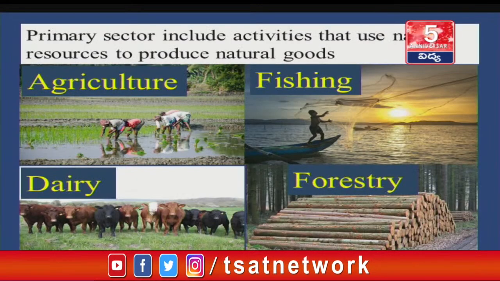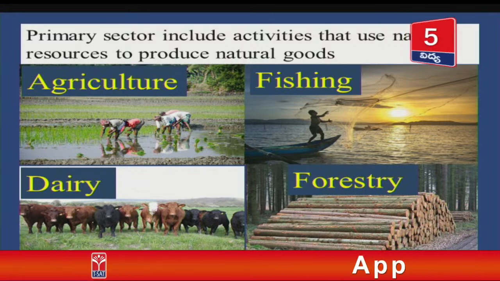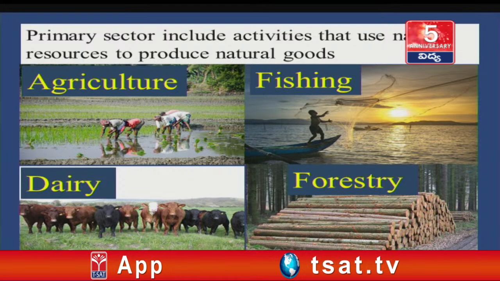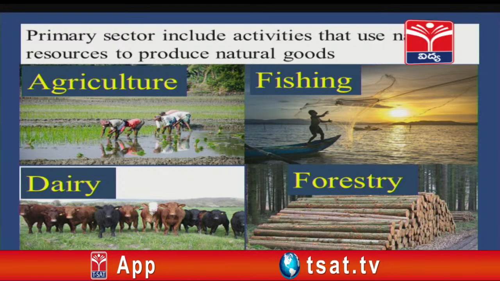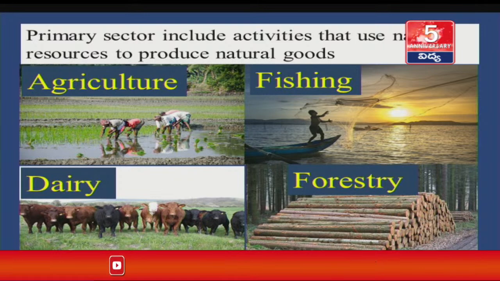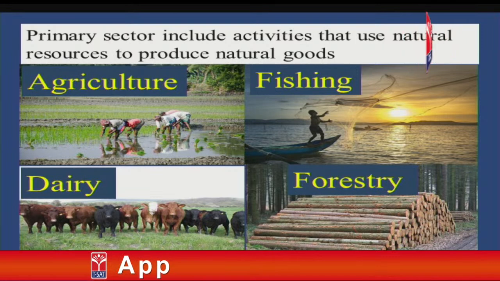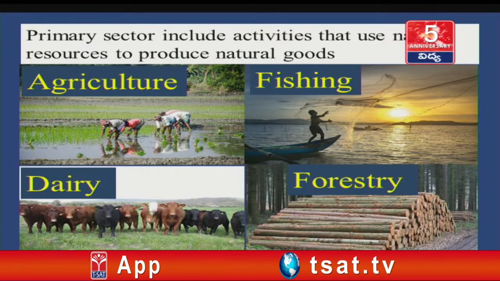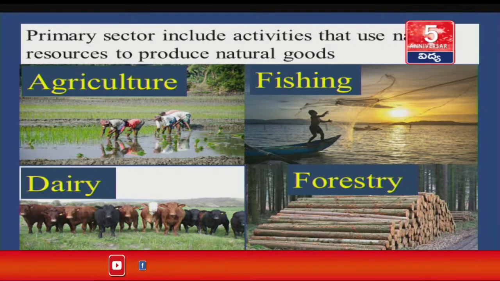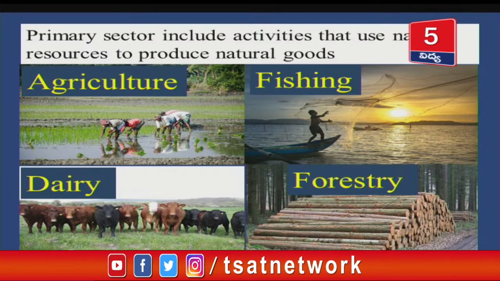The primary sector includes the activities that use natural resources to produce natural goods. We have already studied land, so whatever is produced from it, we will take as primary. Here in the picture, if you see agriculture, of course, we are naturally taking from the land, so agriculture is a part of that. Even fishing, because water is on the ground in the form of lakes, rivers and oceans.